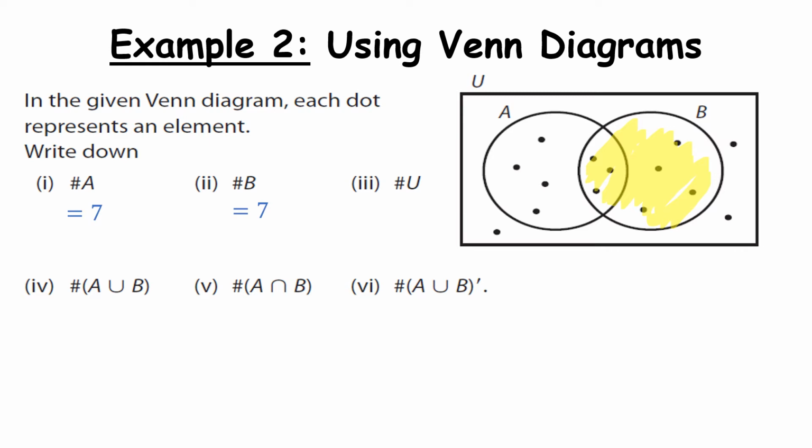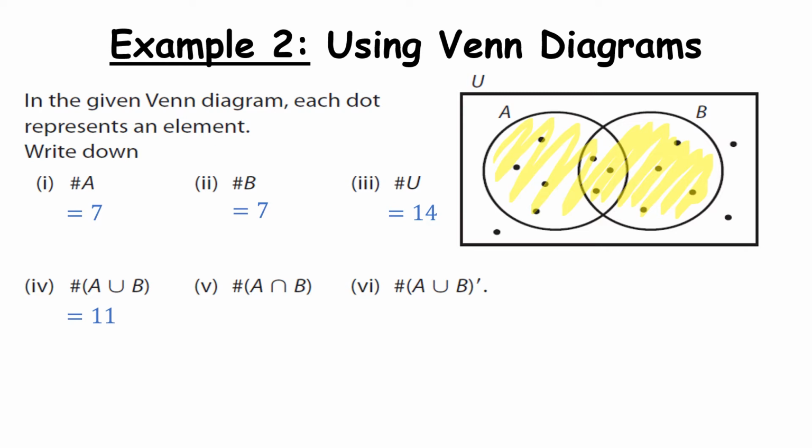Our third is the cardinal number of U, where U stands for the universal set. So that's asking how many elements are in this full box. So if we count them up, we'll get that there are 14 in total. The fourth question asks us for the cardinal number of A union B. So A union B is A and B combined. So when we add these together, we get 11.